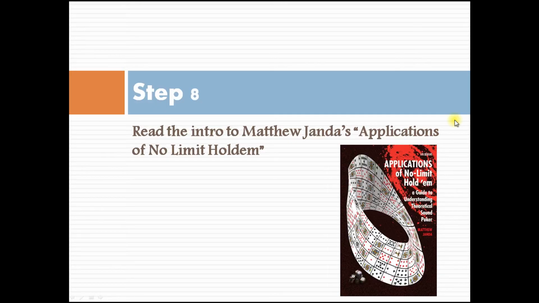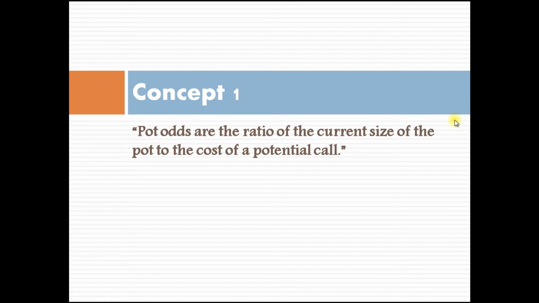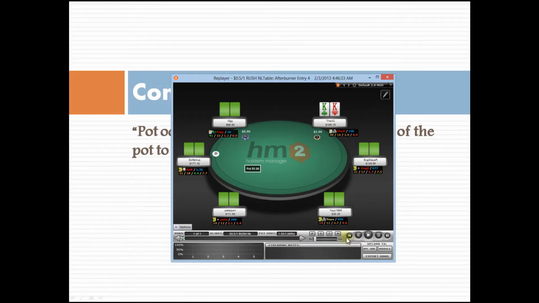So, concept number one, there's 10 concepts that Matthew includes in the summary, and I'm going to go over them. Pot odds are a ratio of the current size of the pot to the cost of a potential call or bet. So, for example, here's a hand that I have with pocket kings.